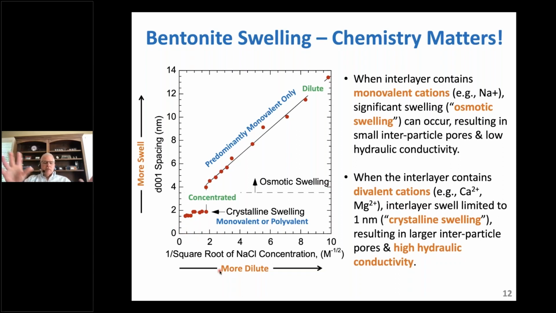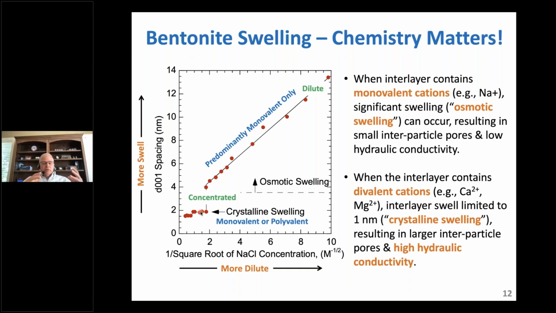And what he observed, and you can see his data here, is that as we increase the concentration, we cause diminishment of the swelling. You can see this very high swell up here, very low swell over here. He also found that the swelling occurred in two stages.